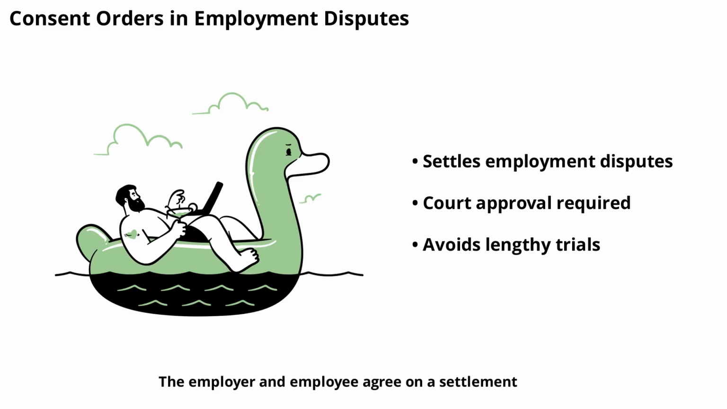Employment disputes, such as wrongful termination or wage claims, can sometimes be resolved through consent orders. The employer and employee agree on a settlement, which is then approved by the court. This provides a clear, enforceable resolution and can help both parties move forward without the need for a lengthy trial.